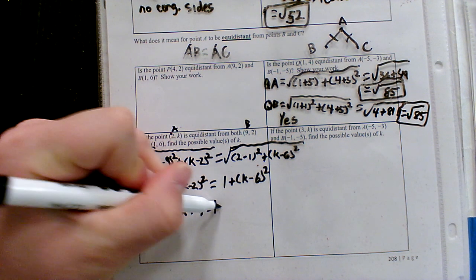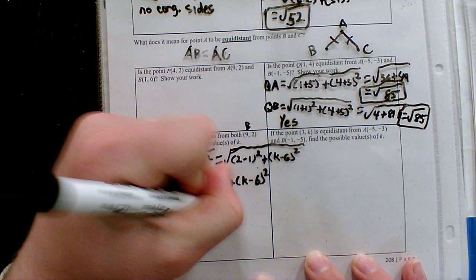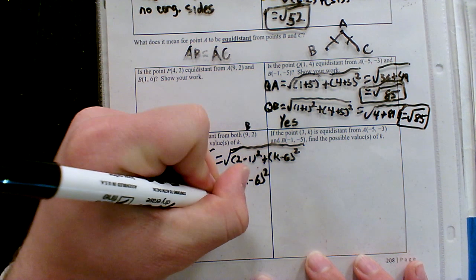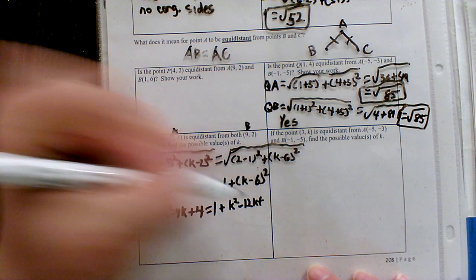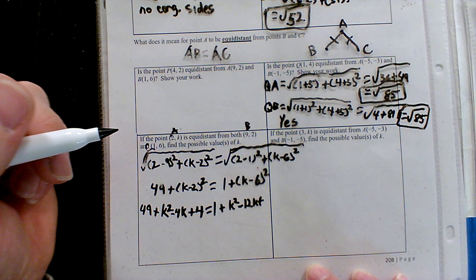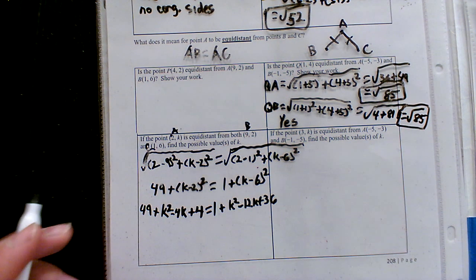On the other side, k minus 6. So square that. What are we going to get on that side? Do the same thing we just did on the left, but this time for k minus 6. K squared minus what? Not plus 12. Yeah, plus 36. There we go.